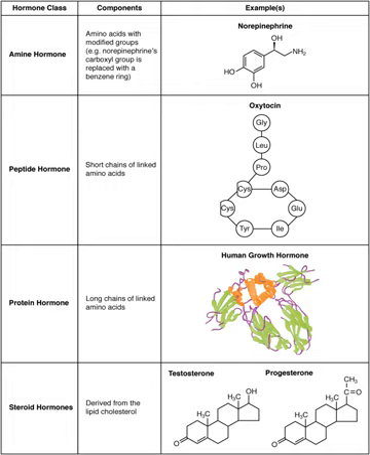Topic: Animal. Vertebrate hormones fall into three main chemical classes. Amino acid-derived, examples include melatonin and thyroxine.